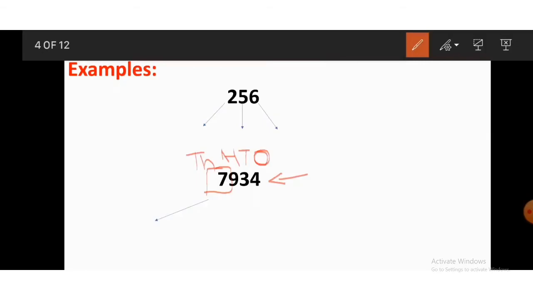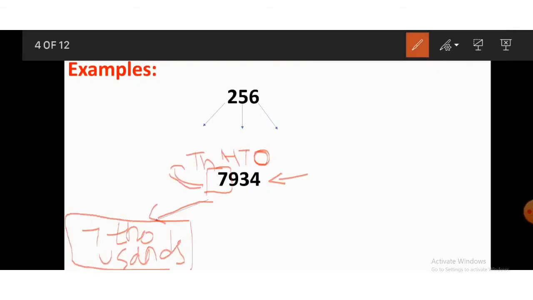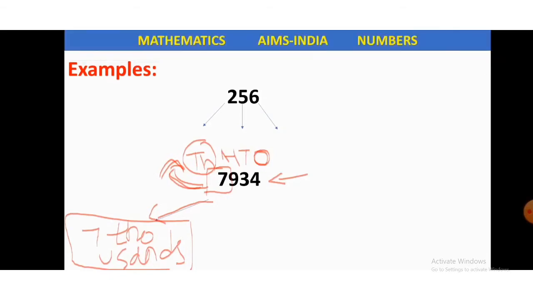What is the first digit here, children? The first digit is 7. What is its place value? 7 is in thousands place, so the place value is 7000. The place value of 7 here is 7000.